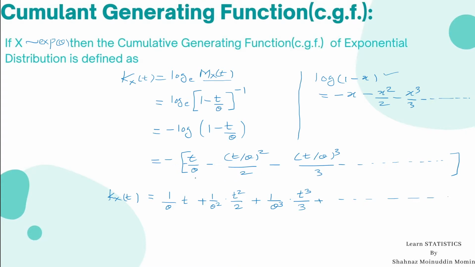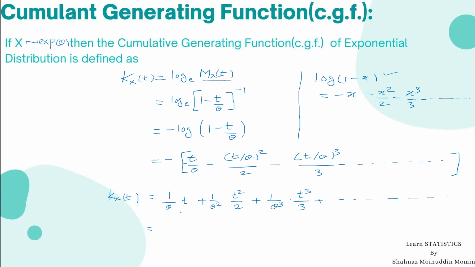Multiplying this minus sign inside the bracket, we get 1 by theta into t plus 1 upon theta square into t square by 2 plus 1 by theta cube into t cube by 3 plus dot dot dot up to infinity. This is the cumulant generating function of the exponential distribution.